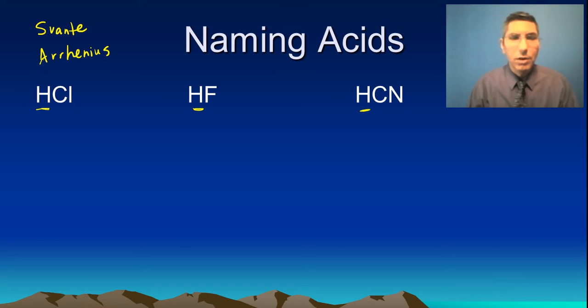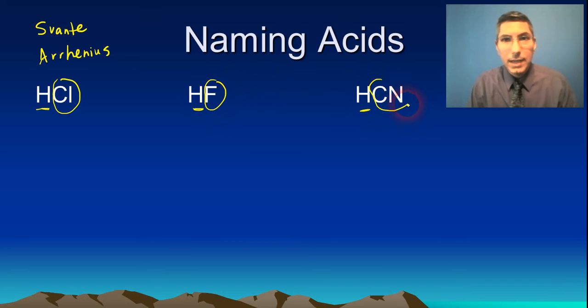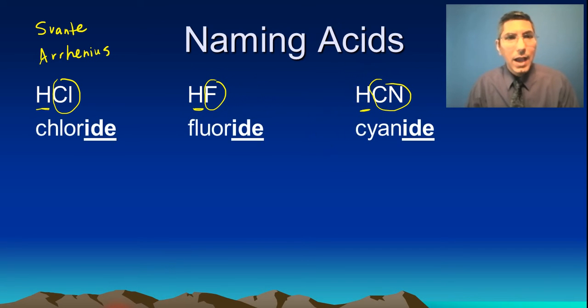Now there's something else that all three of these particular acids have in common. I want you to notice the anion. So focus on the Cl part of it and the F and the CN part of it. You'll notice that all three of those ions have names with the suffix -ide at the end of it. So Cl⁻ is chloride, the F⁻ ion is fluoride, CN⁻ is the cyanide ion.